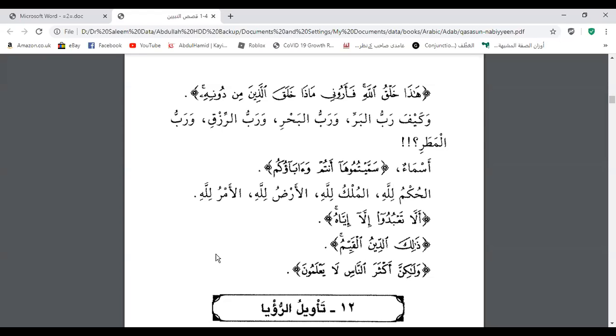Al-hukmu lillah, the command is for Allah. Al-mulku lillah, the kingdom is for Allah. Al-ardu lillah, the earth is for Allah. Al-amru lillah, the order is for Allah. أمر ألا تعبدوا إلا إياه, that you do not worship except Him. ذلك الدين القيم. This is the straight deen, the upright religion. ولكن أكثر الناس لا يعلمون. And unfortunately most people do not know.